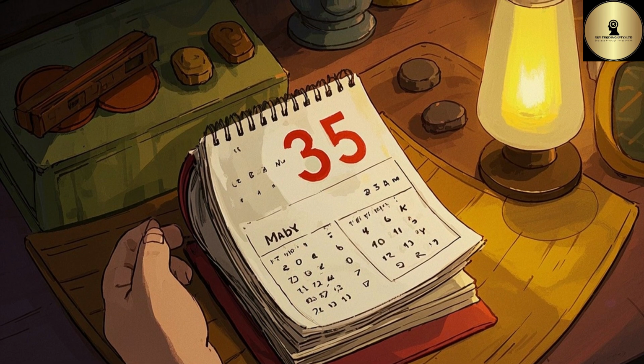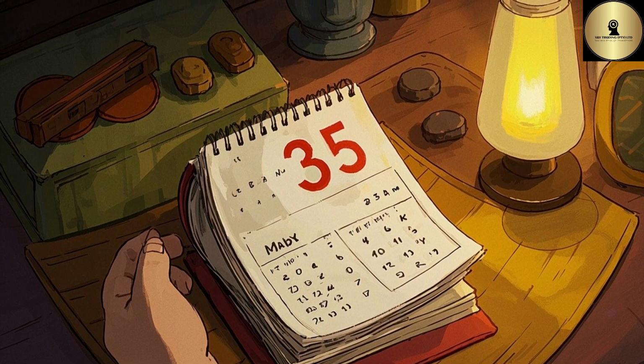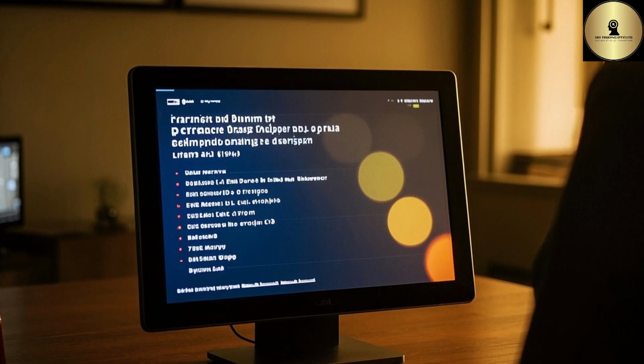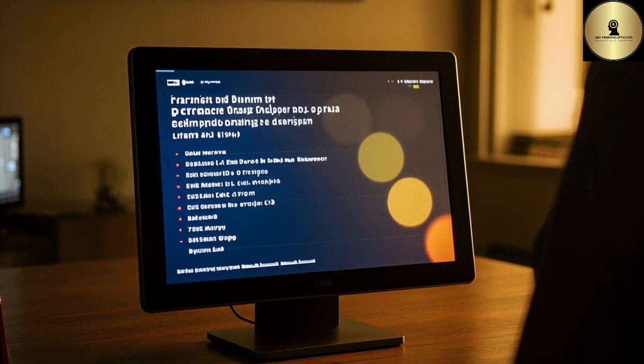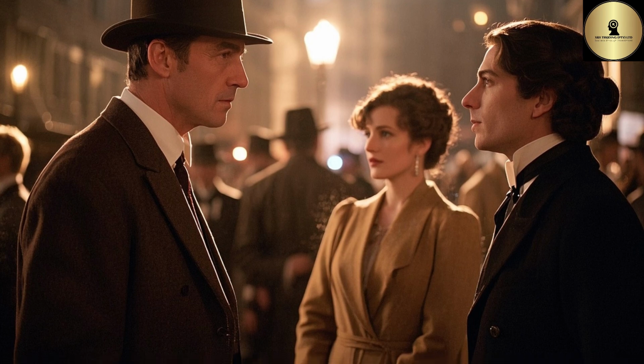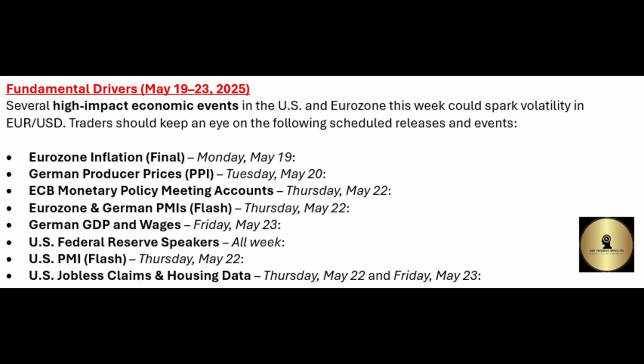It is important to our analysis to look at some key fundamental events taking place this week. It is really a big macro week ahead. Here's your event watch list. On Monday, watch out for the Eurozone final inflation, and Tuesday the 20th of May is the German PPI. Then Thursday the 22nd of May we have the ECB minutes, the flash PMIs, and the US. Then on Friday the 23rd of May 2025 we have German GDP, wages, and US jobless claims and housing.